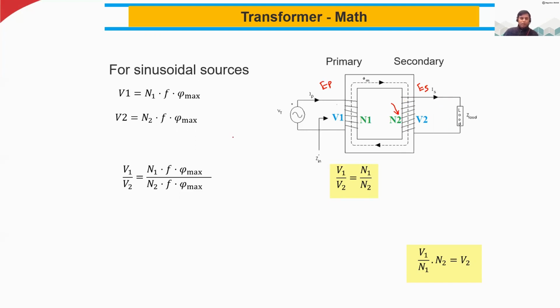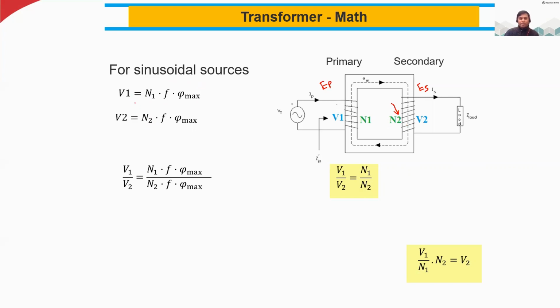Okay, so now we will see the equation. The voltage induced in the primary winding is equal to N1 times F times phi max. N1 is the number of turns, F is the frequency, for example in Norway it's 50 hertz, and phi max is the magnetic flux because of this applied voltage. And V2 is the same. Everything is the same, we are just using a different label to indicate this is from the secondary winding, with the number of turns in the secondary winding.